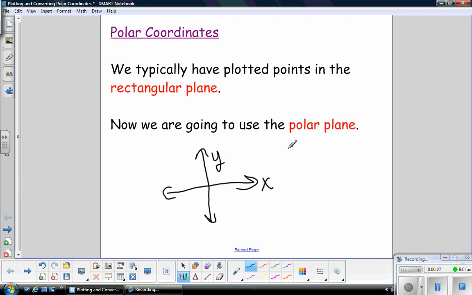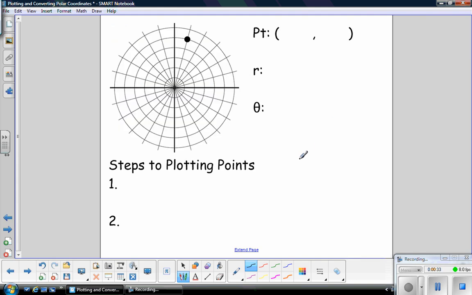Now we're going to come up with a new type of plotting points, and that's going to be the polar plane. The polar plane, I kind of think it looks something like the unit circle, but you have a bunch of rings and you have a bunch of angles that are coming out. And the point that we're going to be talking about is r and then theta, where r is standing for the radius, or the number of rungs you go out to get to the point. And then theta is going to be the angle that you rotate. So think of trigonometry. That's what you want to think of.